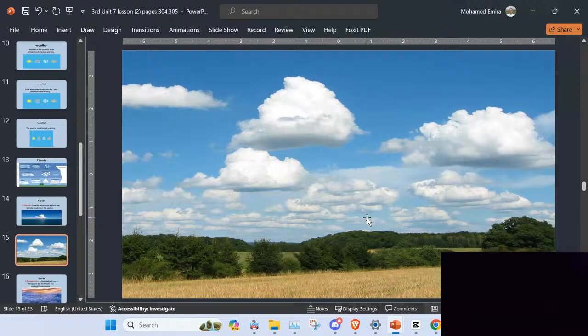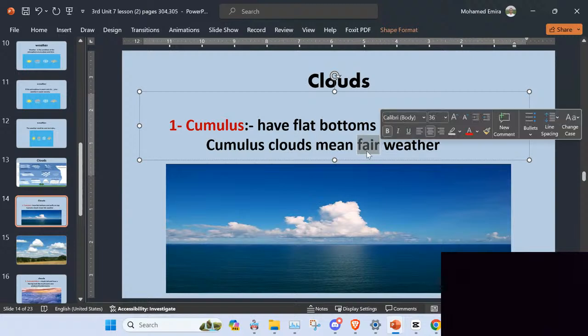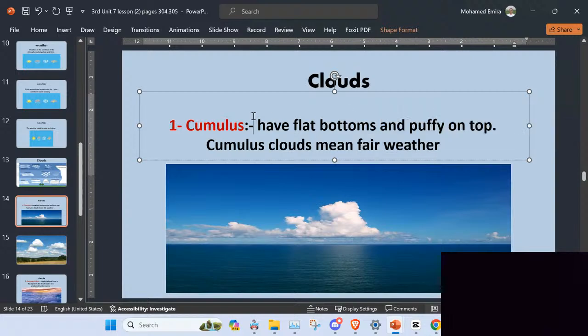So this is the first kind. It's called cumulus. Cumulus clouds have flat bottoms, as you can see here. The down area of the cloud is flat. They have flat bottoms and are puffy on top. They look like small mountains or small hills. They are not straight like the down area. This indicates that there will be fair weather. Okay, so this is the first kind, the easiest kind.